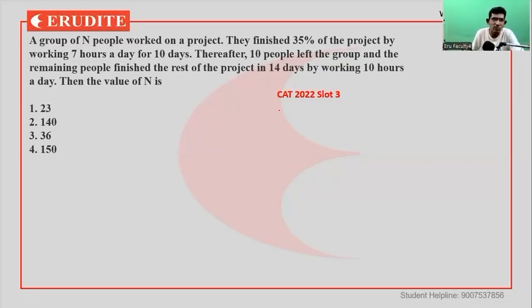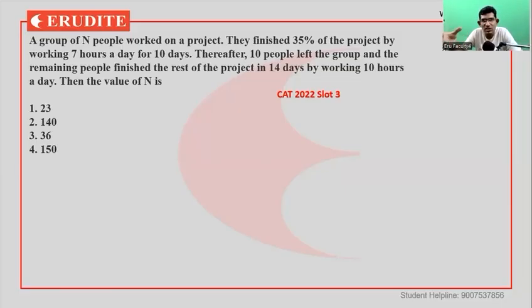Let's take this example. It says a group of n people worked on a project. We assume that the n people have similar efficiency. There is no differentiating factor. So they finished 35% of the project by working 7 hours a day for 10 days. Thereafter, 10 people left the group and the remaining people finished the rest of the project in 14 days by working 10 hours a day. Then find the value of n.